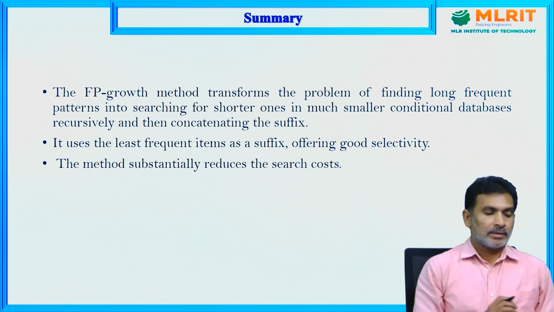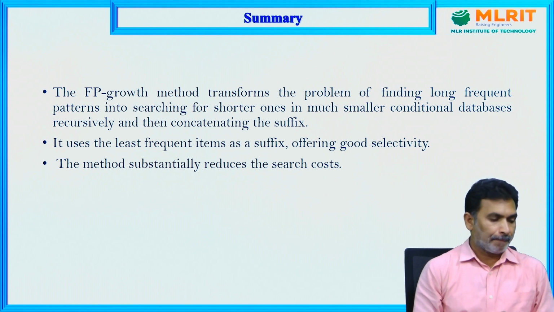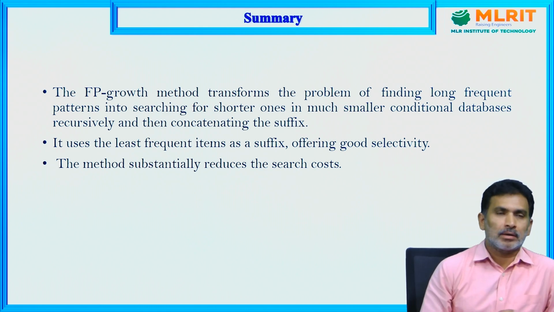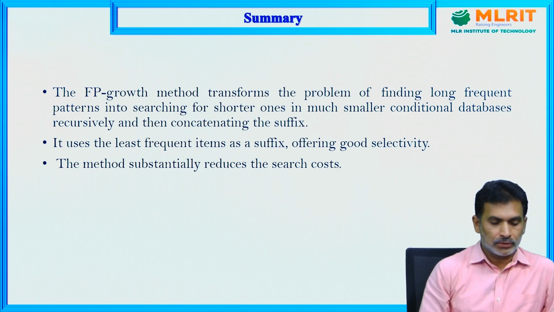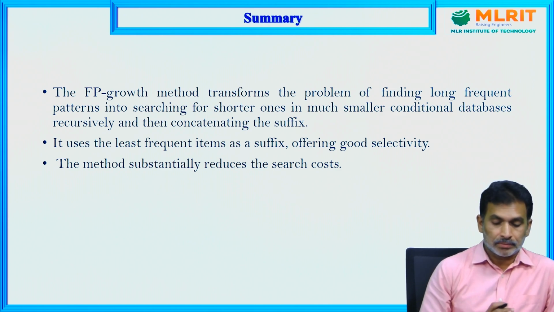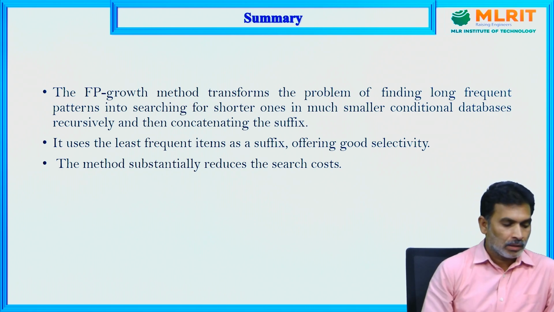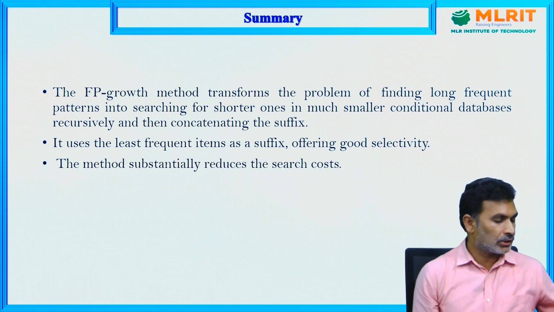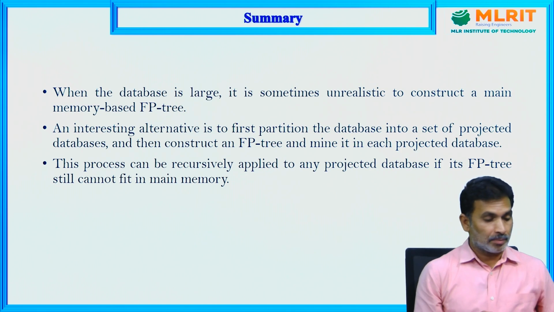To summarize what we learned: the FP growth method transforms the problem of finding long frequent patterns into searching for shorter ones in much smaller conditional databases recursively, and then concatenating the suffix. It uses the least frequent items as a suffix, offering good selectivity. The method substantially reduces the search cost compared to Apriori.